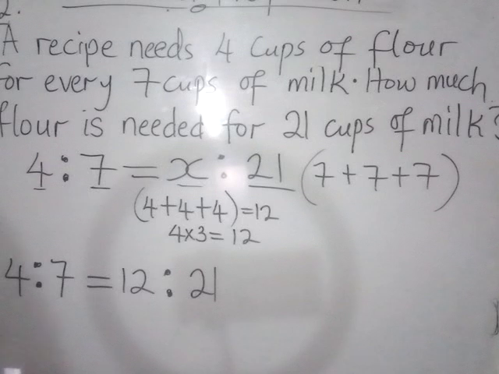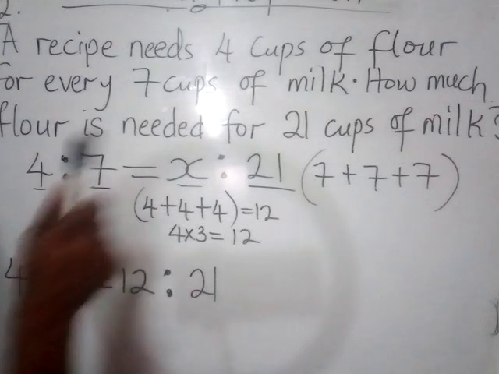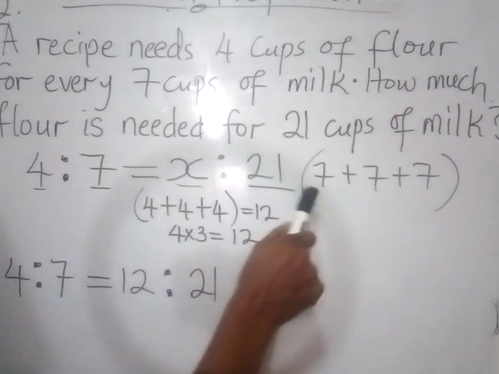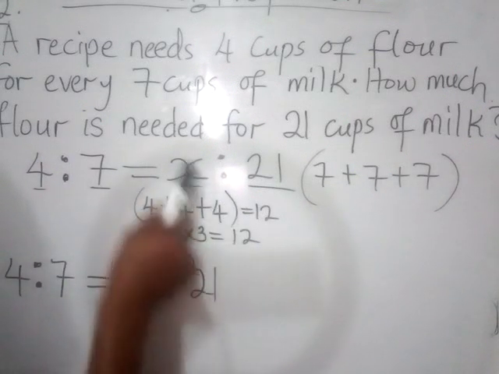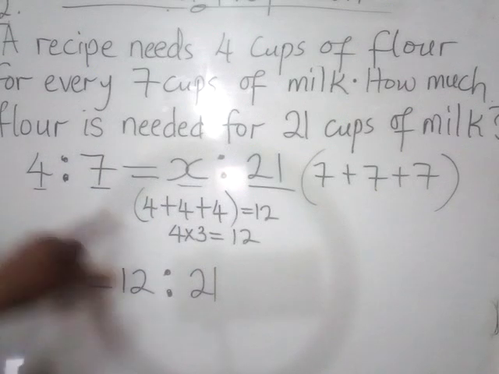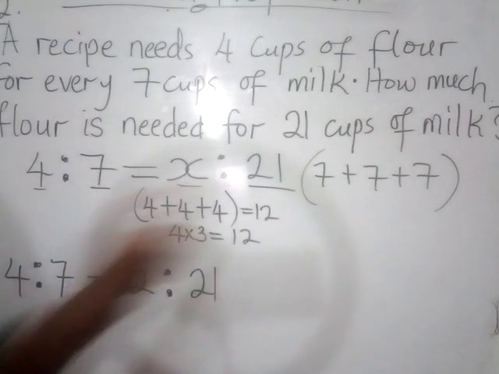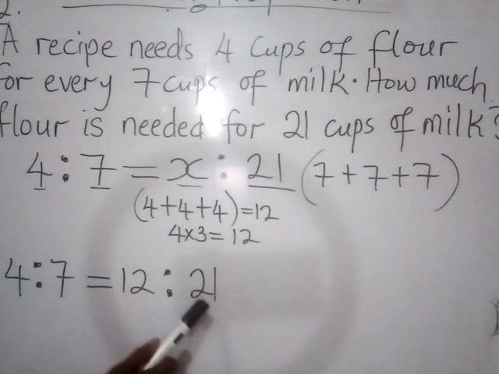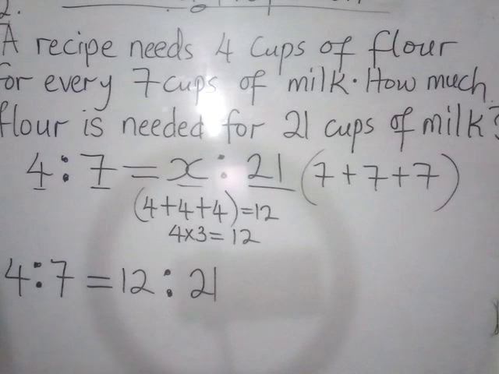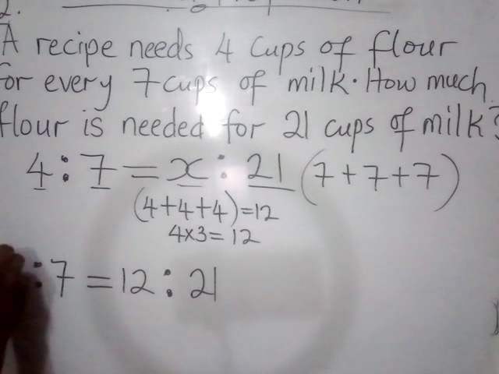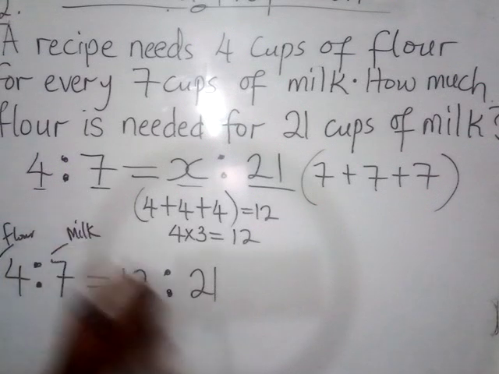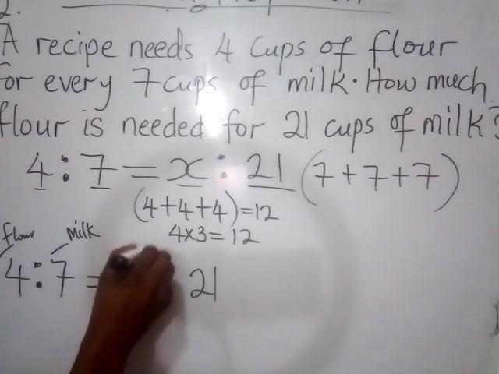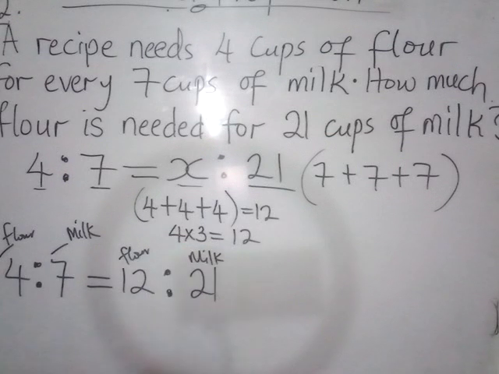They are equivalent ratios. So for every 4 cups of milk, we have 7 days. For every dash, we have 21. So knowing that 7 has increased 3 times, that means 4 has also increased 3 times to give us x. So 4 times 3 is 12, or 4 plus 4 plus 4 is 12. So that means that for every 21 cups of milk, 12 cups of flour is required. Okay? So this is the flour, this is our milk. Flour, 12 cups, and this is our milk.